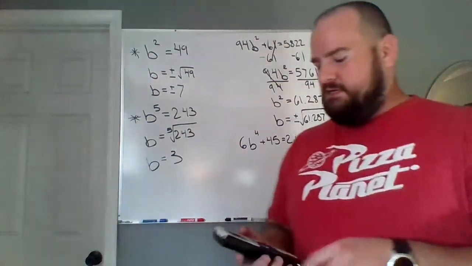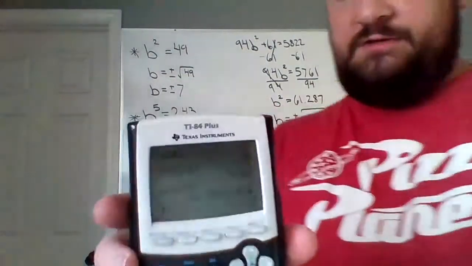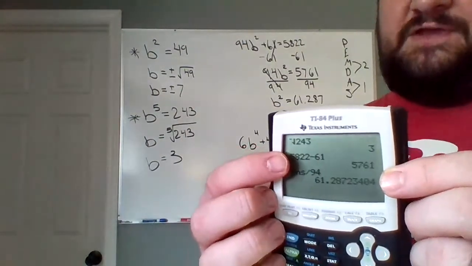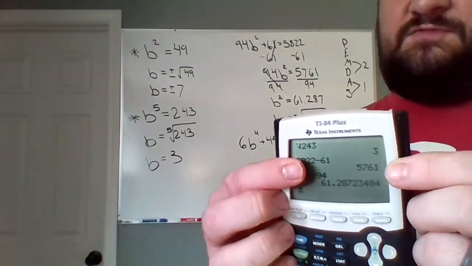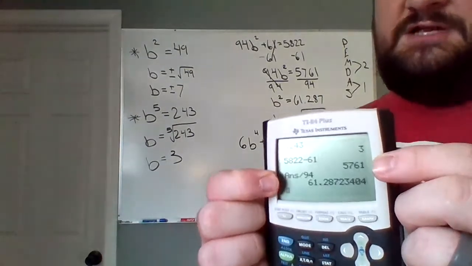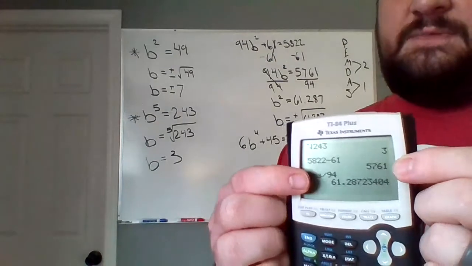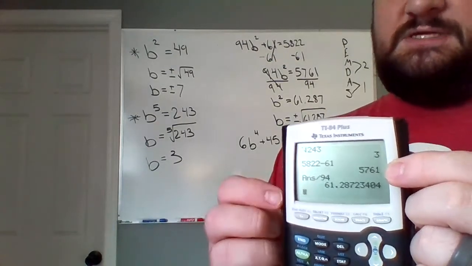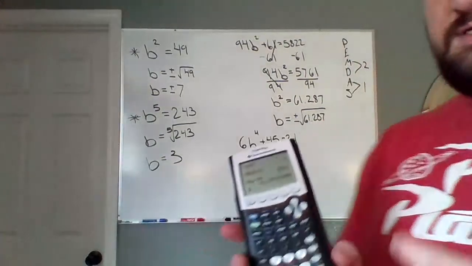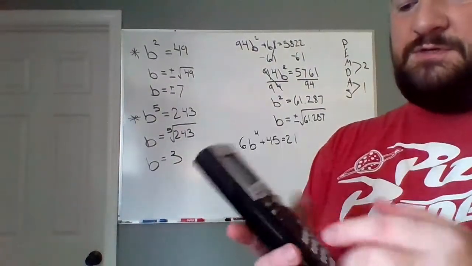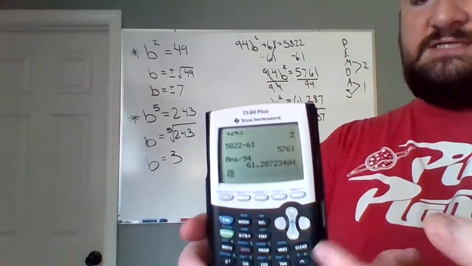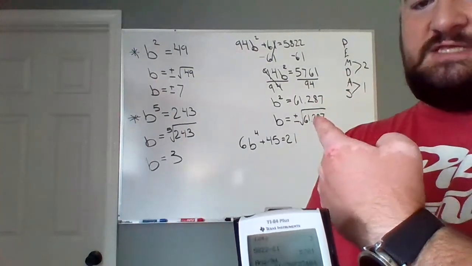If you look at my calculator, the way I solved this problem is I started with 5,822 minus 61, and that gave us 5,761. And then I just pressed divide 94. And that gave me our 61.287. So now I want to take the square root of that. I could absolutely just do square root, and then type in 61.287 just like that.